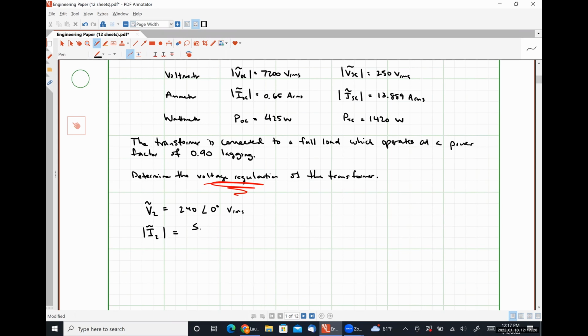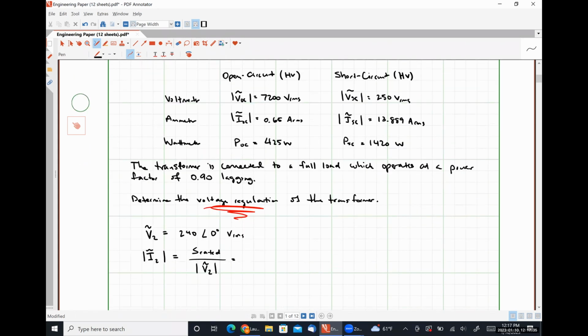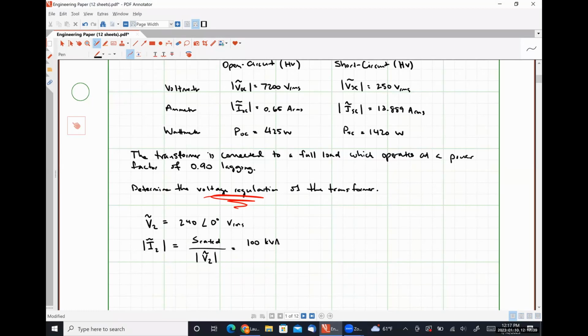So that's going to simply be our rated apparent power, S, divided by the magnitude of our rated voltage, or 100 kilovolt amperes, divided by that 240 volts RMS, which I get to be 416.667 amps RMS.